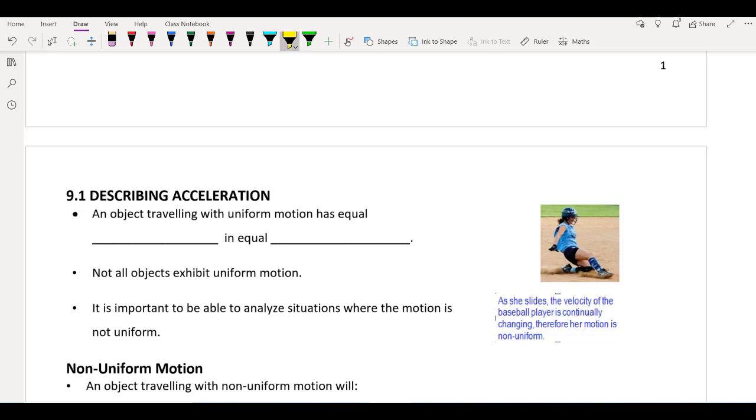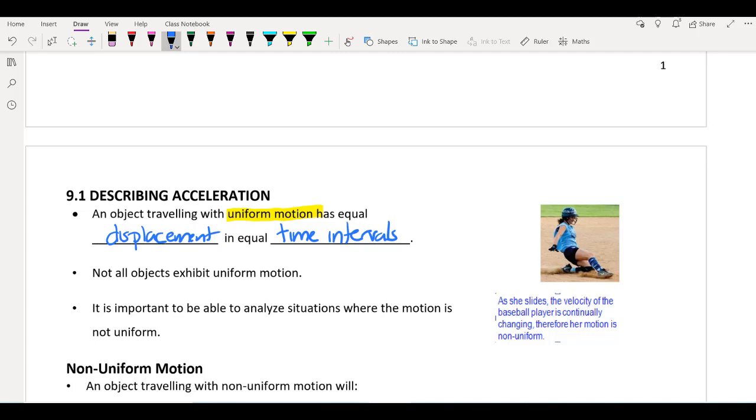And if you don't remember what the definition of uniform motion that we used was, that an object has uniform motion if it has equal displacement in equal time intervals. It moved the same amount in the same given amount of time, right? That was our basic definition of uniform motion. Now, that is only one type of motion.